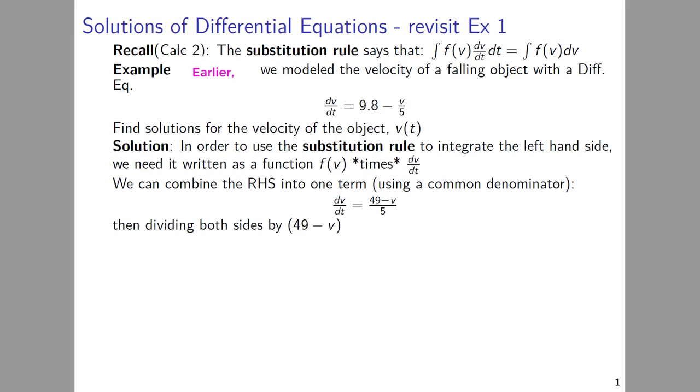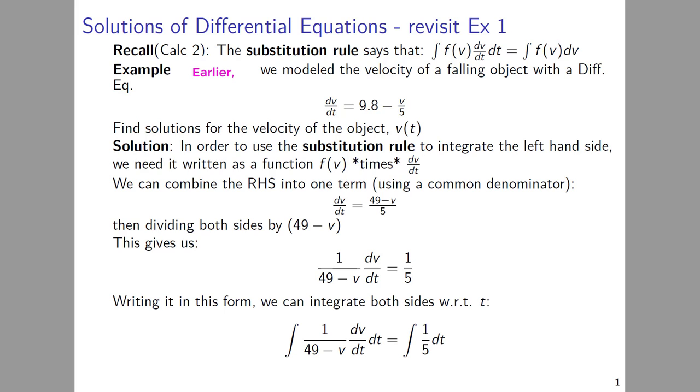Now we can divide both sides by 49 minus v, and this gives us 1 over 49 minus v times dv/dt is equal to 1 over 5. And we've written it in a form that we can use the substitution rule once we take the integral. So we'll integrate both sides with respect to t and have the integral of 1 over 49 minus v times dv/dt dt is equal to the integral of 1/5 dt.